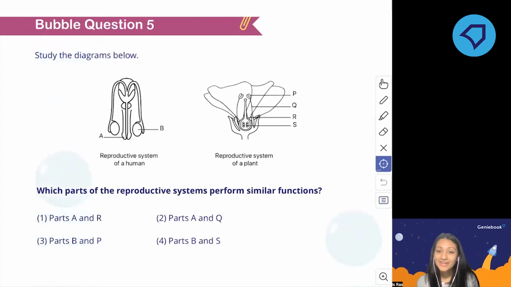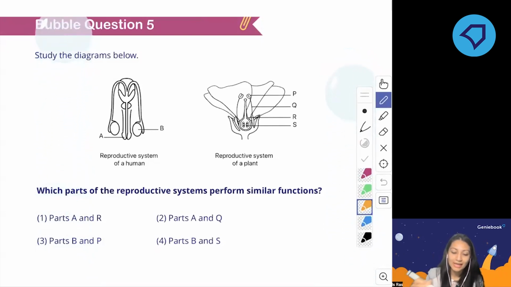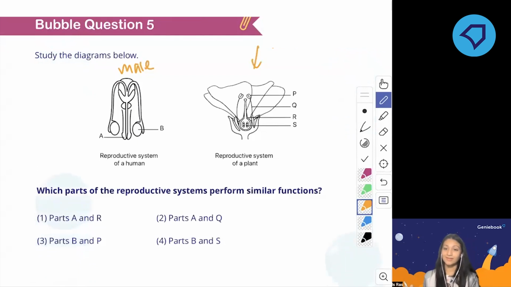Look at it carefully. What is the function of A? What is the function of B? Then try to compare it to the parts of the flower. So I give you one big clue. The picture on the left clearly shows the male parts, so you must first identify where the male parts are. From there, you see whether the function is similar. All right, so that's the clue.